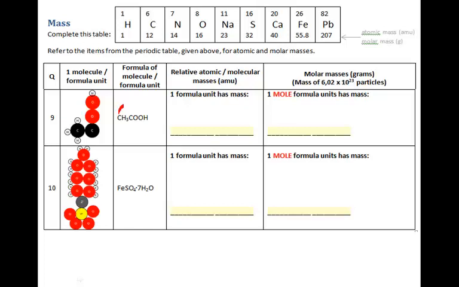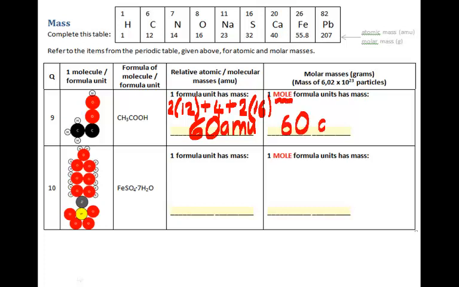CH3COOH has 2 C's, each with a mass of 12 atomic mass units, plus those 3 plus that 1, 4 H's, each with a mass of 1 atomic mass unit, plus these 2 O's, each with a mass of 16 atomic mass units. 2 times 12 is 24, plus 4 plus 2 times 16 is 32, equals 60, and this is a formula unit, so it's atomic mass units. When we have a whole mole of them, it's also going to be 60, but now grams.